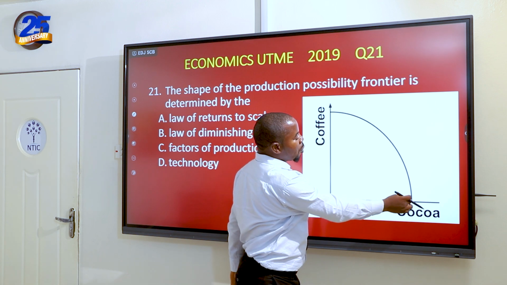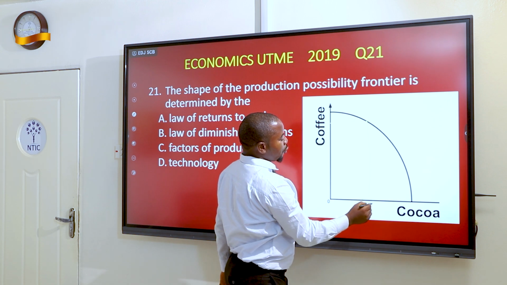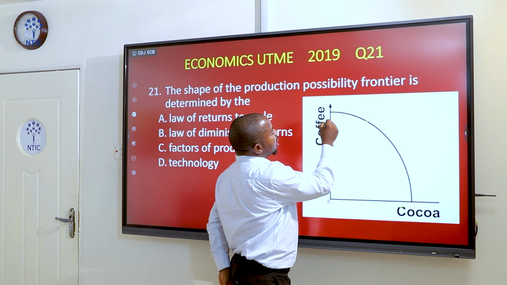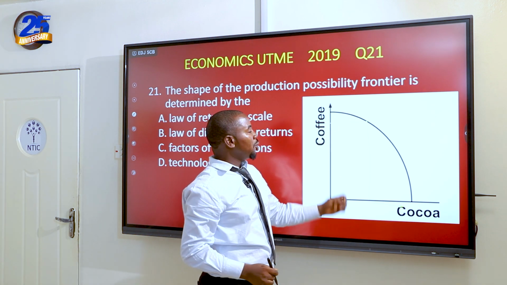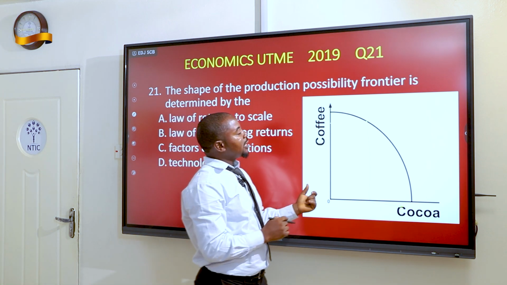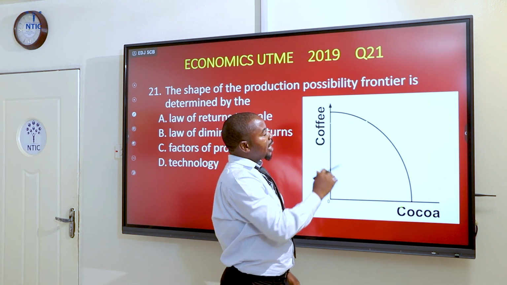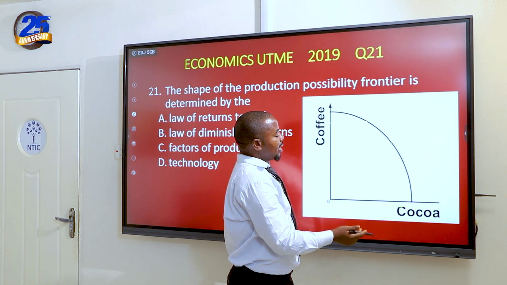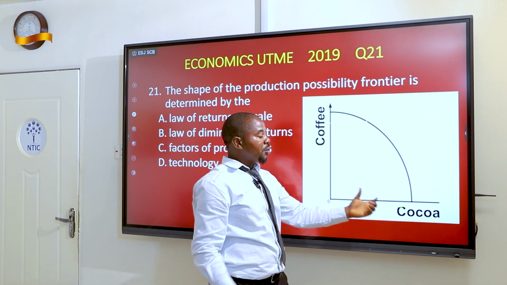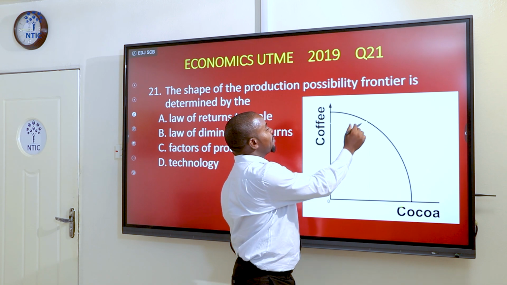So for you to produce more of cocoa, there's need for you to produce less of coffee. For you to increase your cocoa from this point to this point, there's need for you to decrease your production of coffee from this point to this point. The reason for this is because of the factors of production, which the society can easily alternate to produce more of one and less of the other, which brings the concept of opportunity cost. So for you to produce more of one, you need to produce less of another. So that is a production possibility curve.